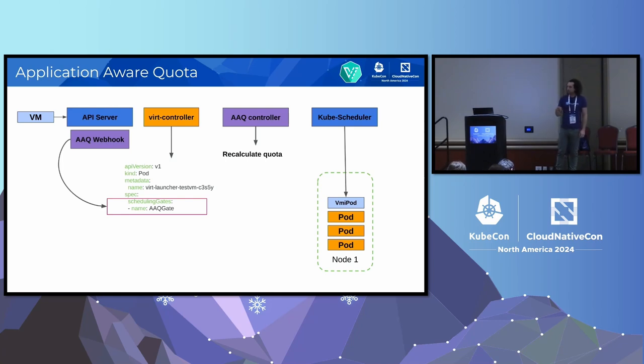Same way for live migration, when we create this target pod, this target pod would be recognized by the application aware quota controller that it's actually being part of an already running virtual machine. And since we don't want to bill the users twice, that target pod will be scheduled to the node immediately, effectively unblocking live migrations.